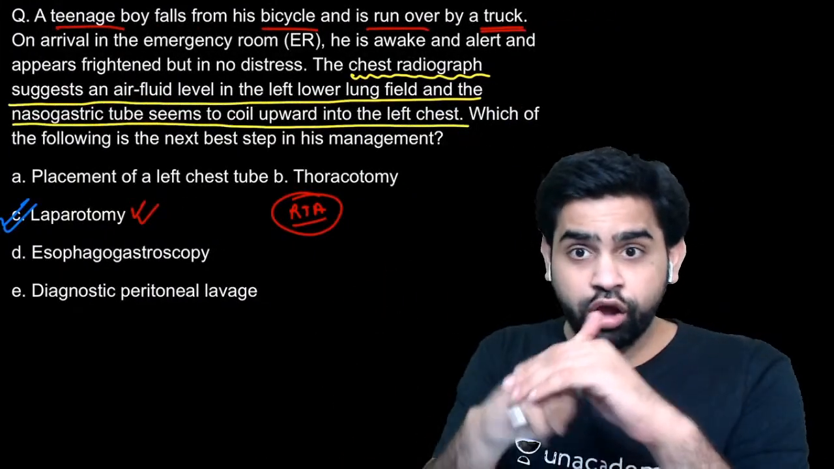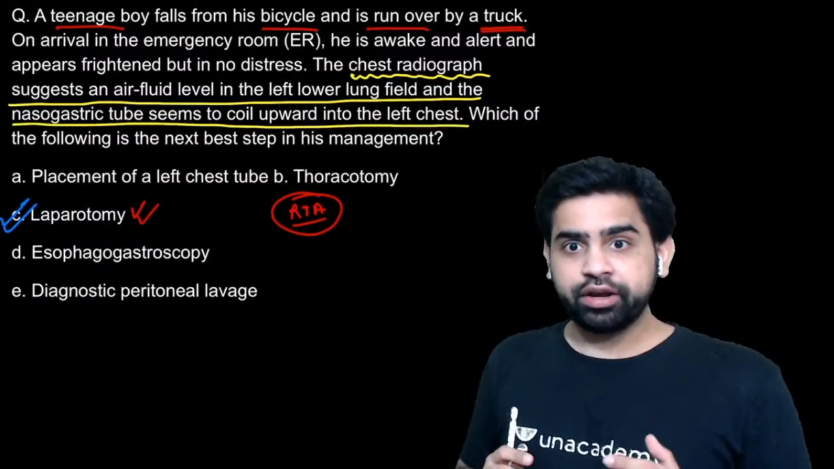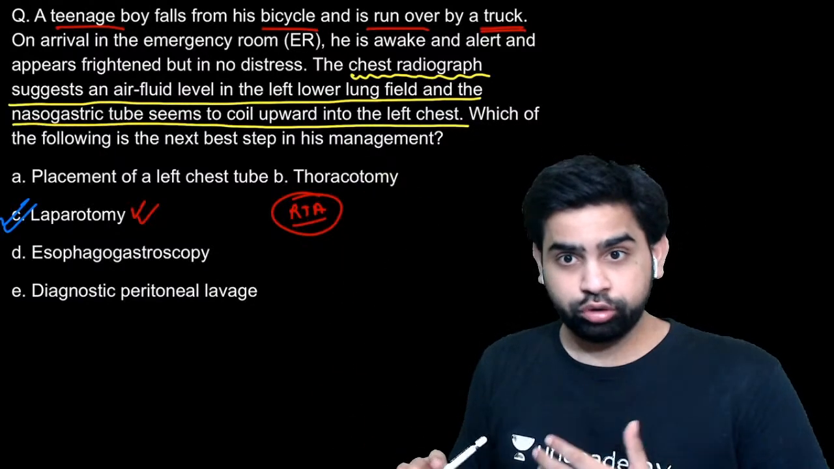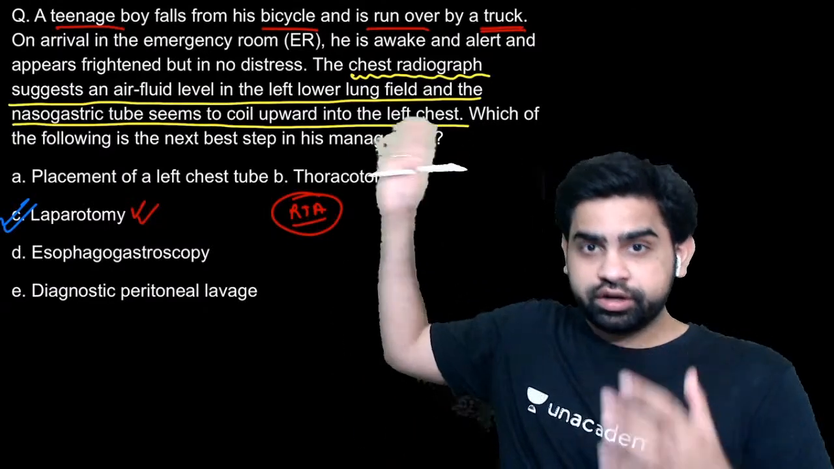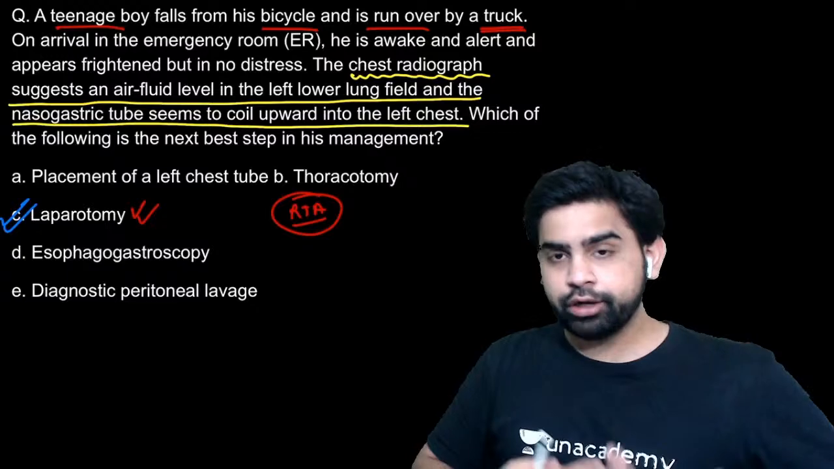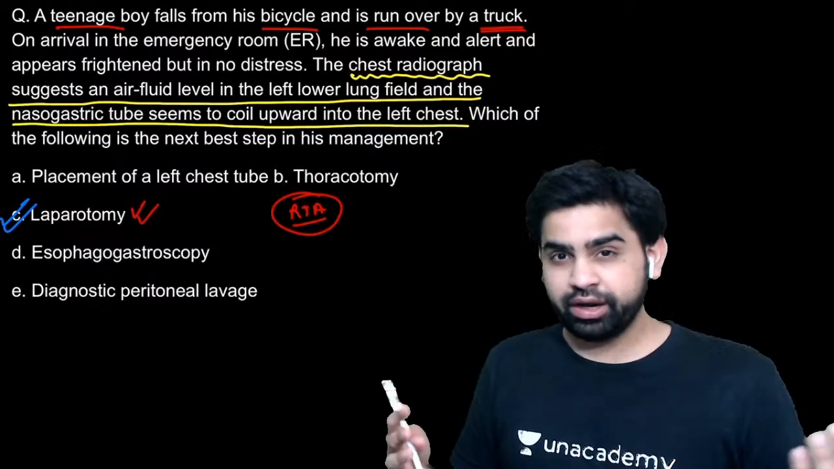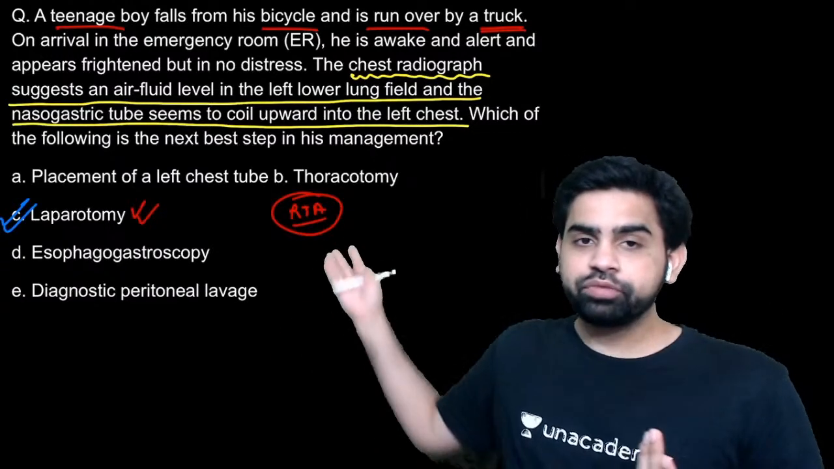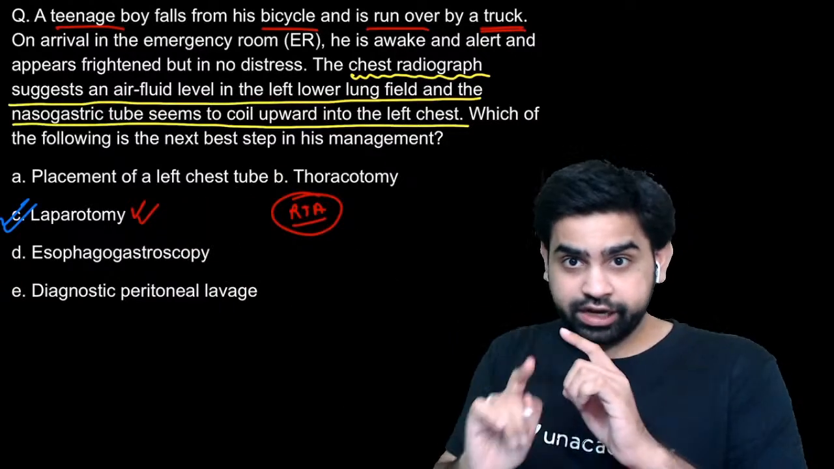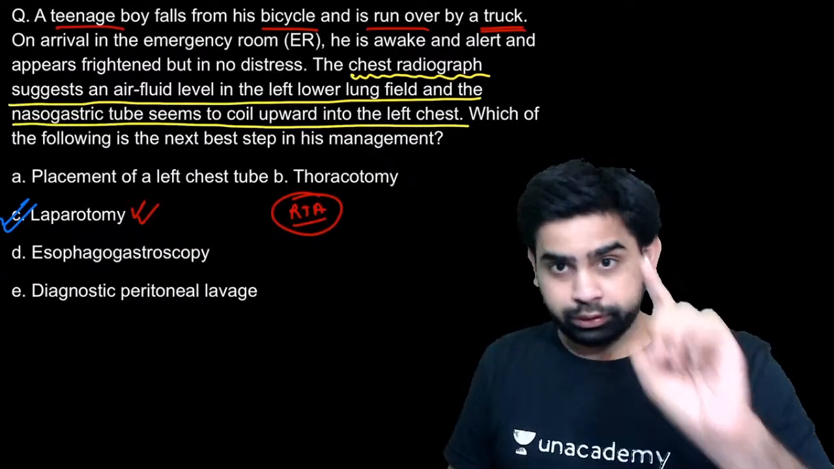For the first question, the whole point is that this is a patient who is not suffering from a hemopneumothorax. This is a patient suffering from a diaphragmatic rupture. Because the intestines have gone up, if we do not bring them down, there will be ischemic changes and perforation might occur, which we don't want. That is why we have to go in for an immediate laparotomy.